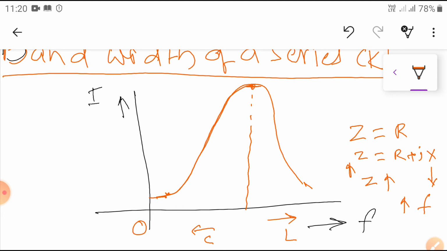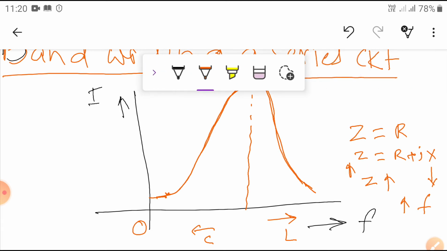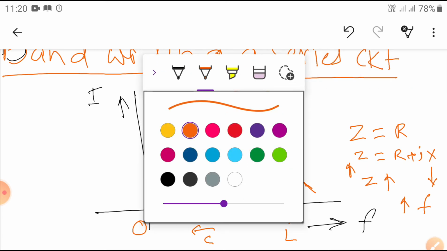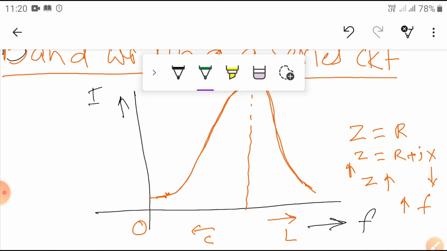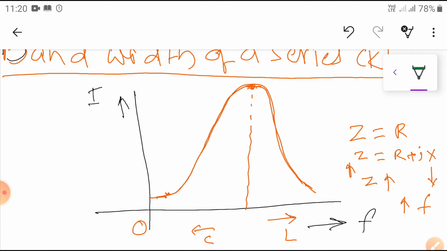If the impedance decreases, the current value goes on increasing to a maximum at one stage. At this condition, XL is equal to XC. Now, on further increase, this value decreases here. Now, this is the maximum value. Okay, this is the maximum value. This is the maximum, I max.